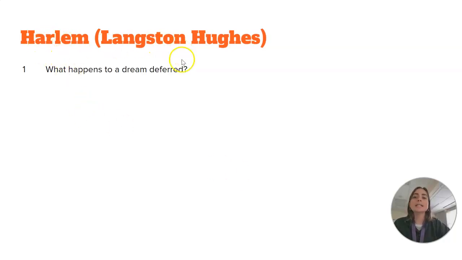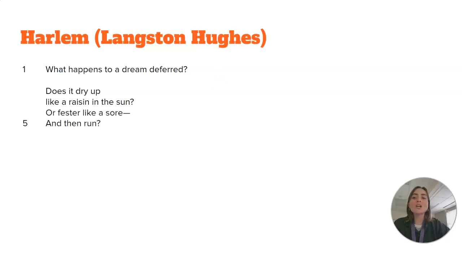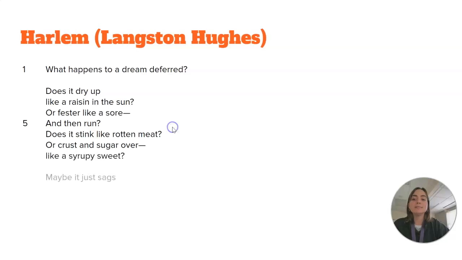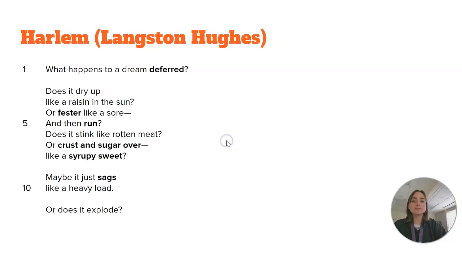So Harlem by Langston Hughes. What happens to a dream deferred? Does it dry up like a raisin in the sun? Or fester like a sore and then run? Does it stink like rotten meat? Or crust and sugar over like a syrupy sweet? Maybe it just sags like a heavy load. Or does it explode? So that's the whole poem. That's Harlem by Langston Hughes.